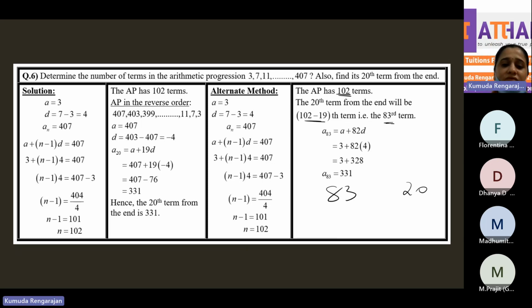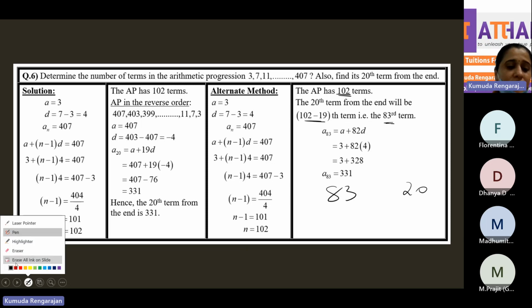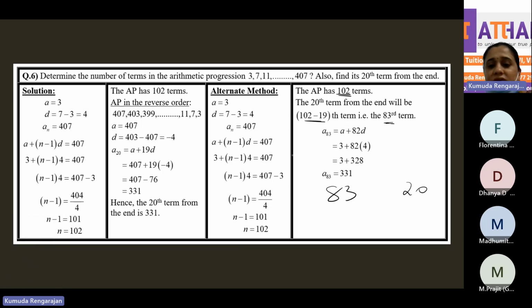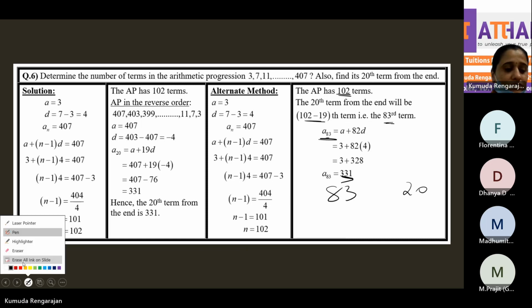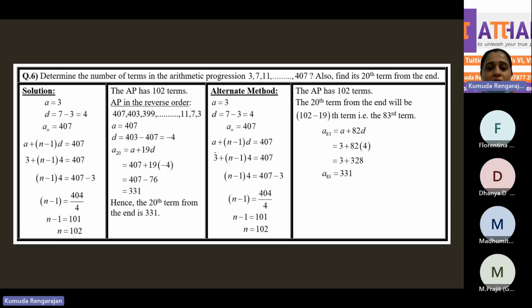So you identified that you have to find the 83rd term. So find A83, which is 330. See, in the alternate method, I've repeated this procedure. Don't get confused. This is one answer. Okay, this is the alternate method. I've worked this again.